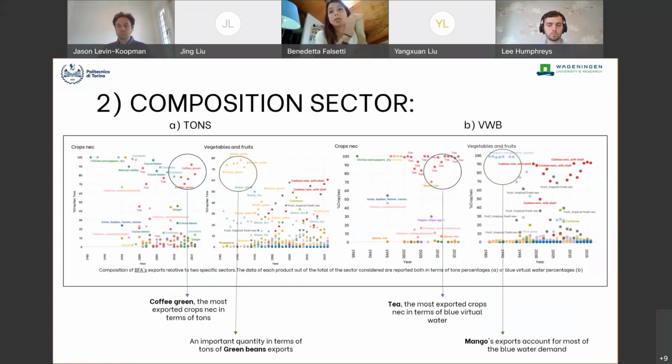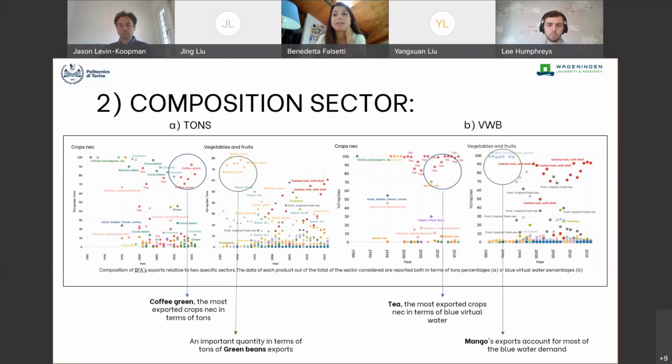Probably the most important factor to investigate is whether the growth in blue water exports is due not only to a general increase in exported tons, but also to an increase in blue water intensive products trade. In order to do it, we analyze the Burkina Faso export and we investigate the composition of each sector in terms of volume of virtual blue water or tons exported. For this purpose, this figure illustrates the two sectors that differ more in terms of composition.